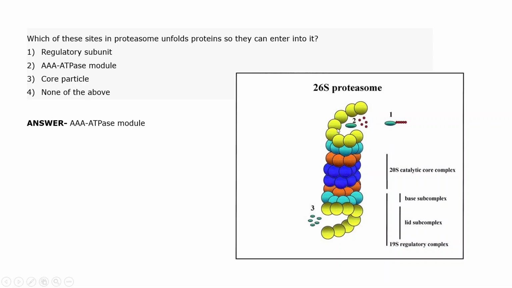That's how it functions. The regulatory subunit detects the polyubiquitinated protein. The AAA ATPase unfolds this protein and inserts it into the core particle, where the protein is degraded because of its protease activity, and the degraded protein comes out of the proteasome on the other side. So this is how the proteasome functions, in basic language. I hope I am clear. Does anyone have any doubt, or should I repeat it once more?